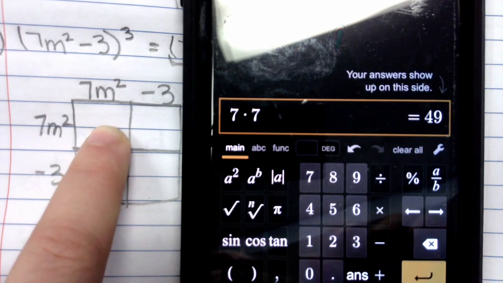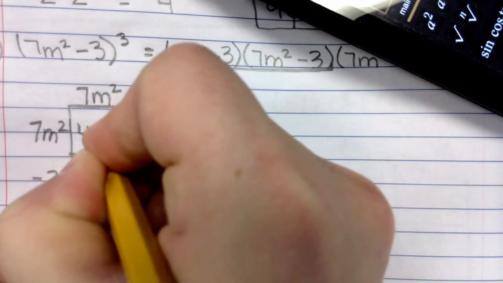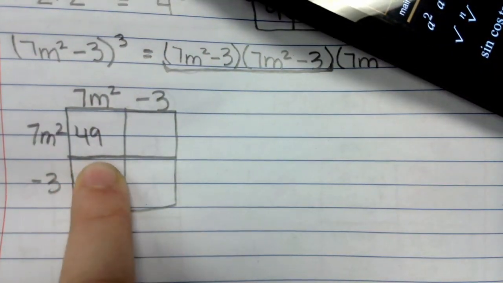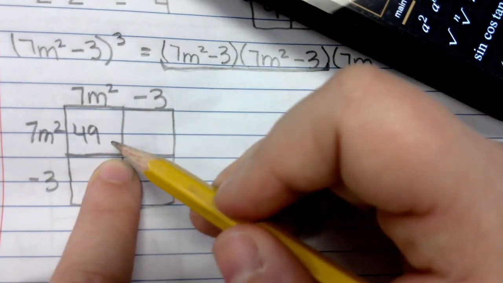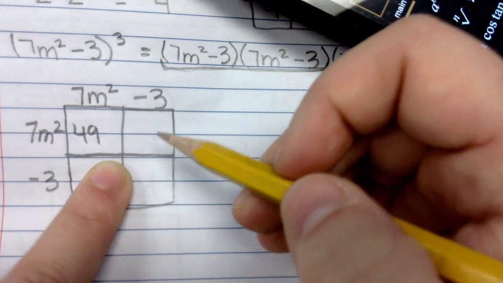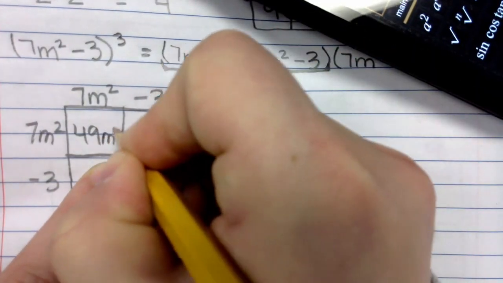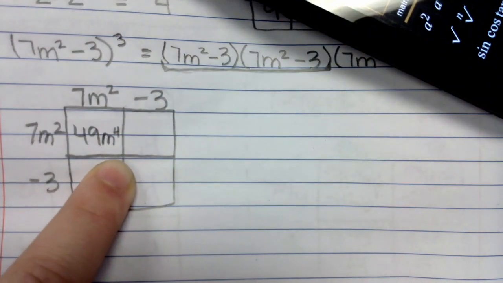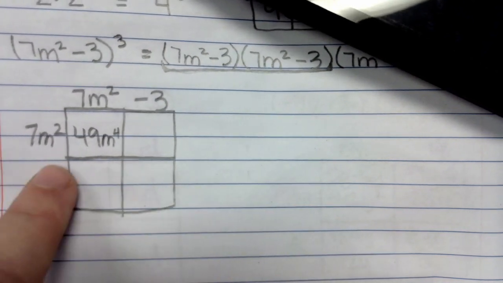All right. Which box do you guys want to go to next? The one to the right, the one below, or the one diagonal? 7 times negative 3. Okay, 7 times negative 3, negative 21. And how many m's would that one have? Squared. There's no m's above, so just that m squared.